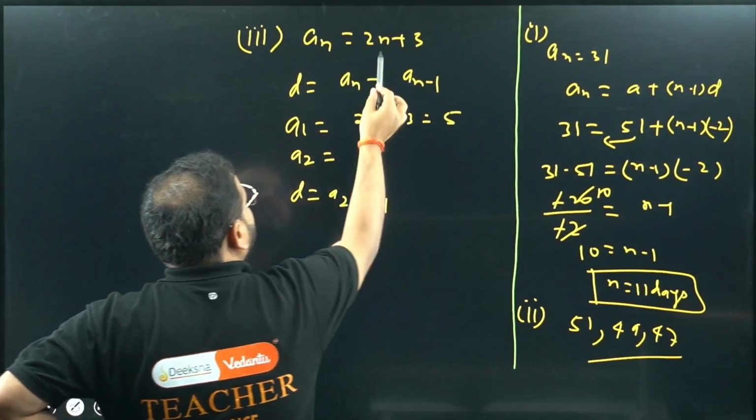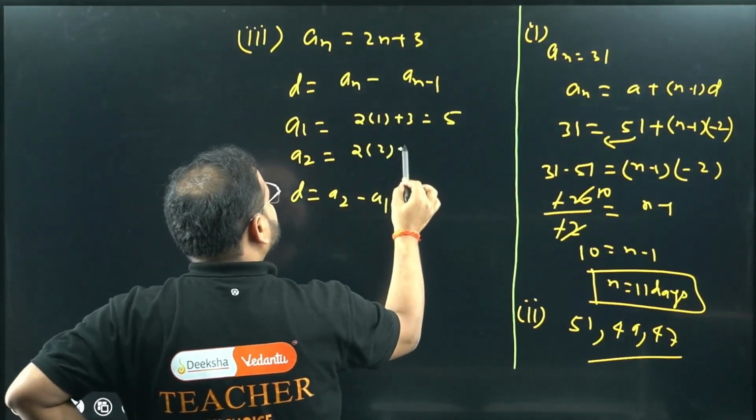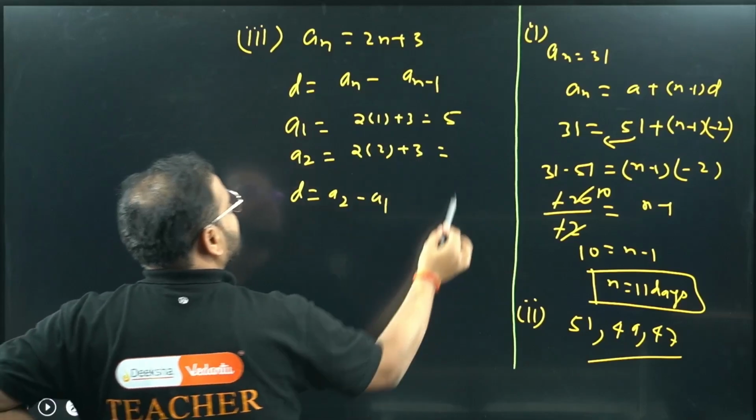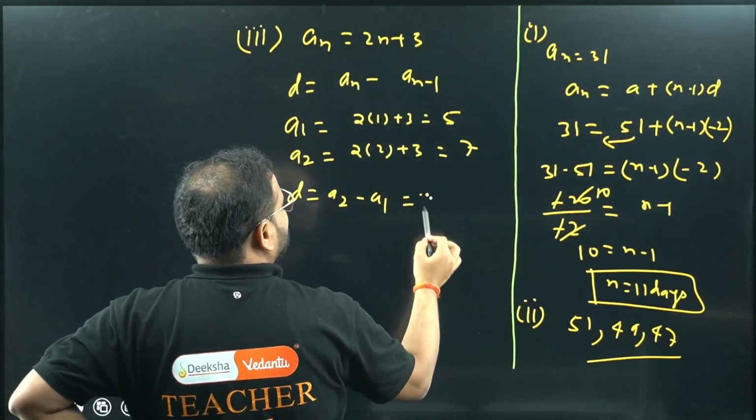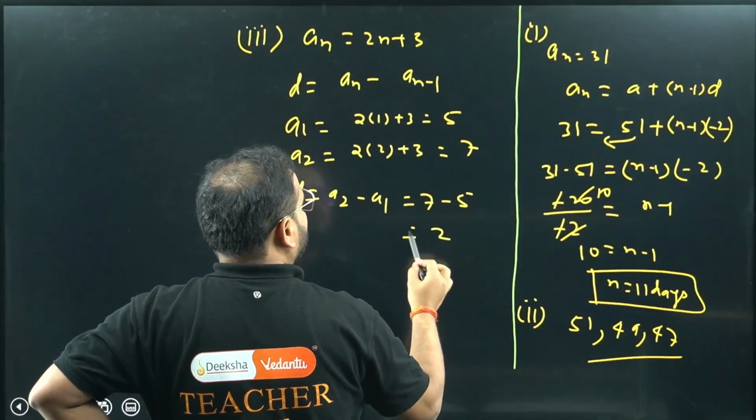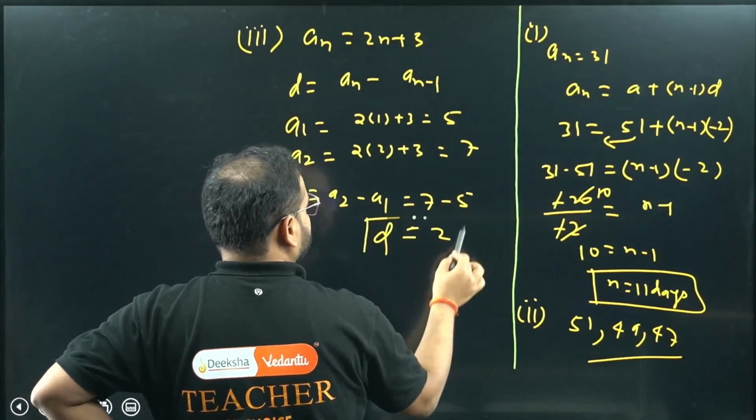5. Put n as 2. 2 times 2 plus 3. How much is that? 4 plus 3, 7. How much is it? 7 minus 5. What is the answer? Common difference is 2.